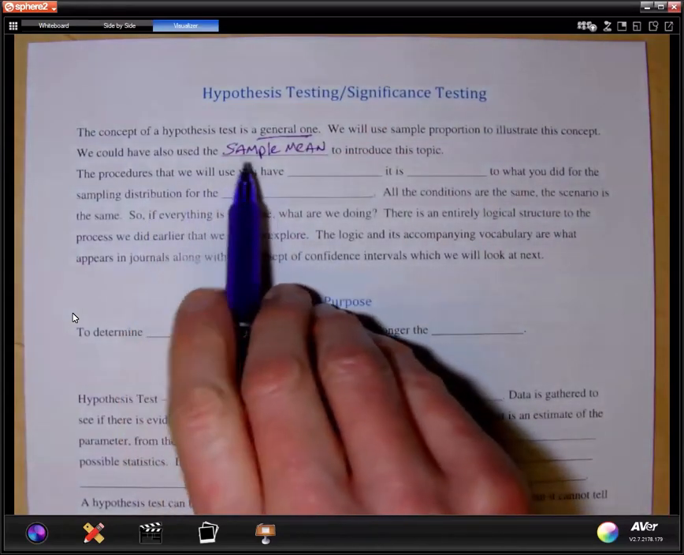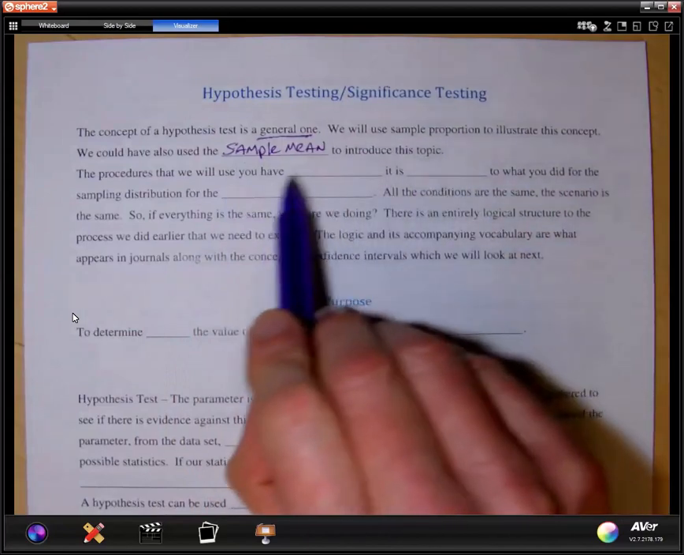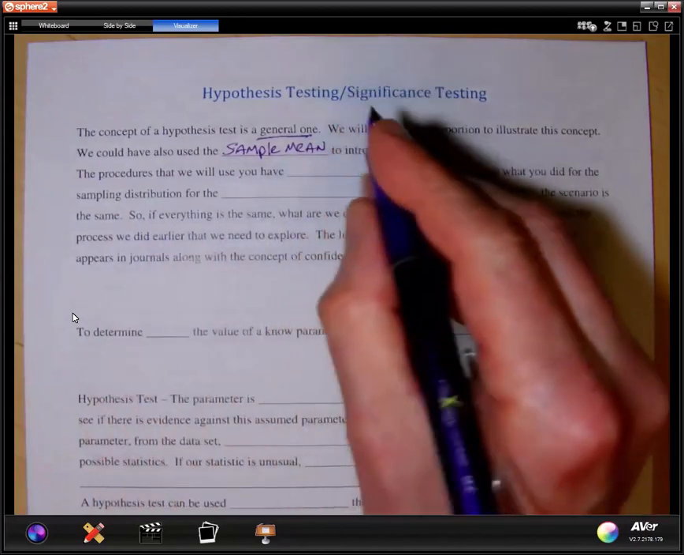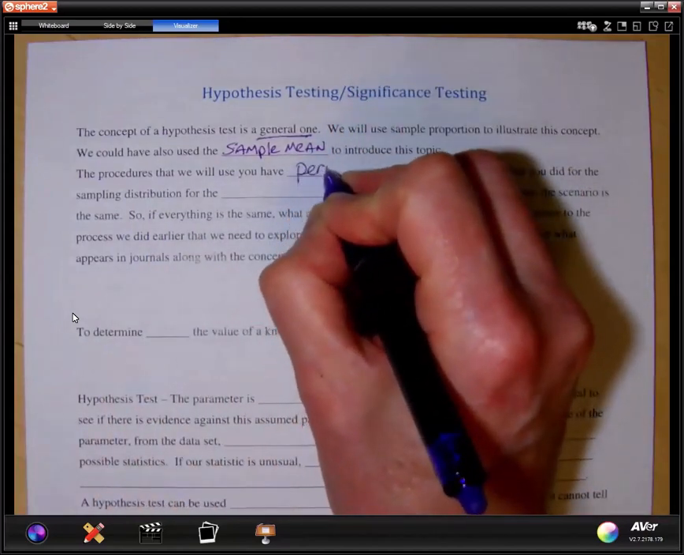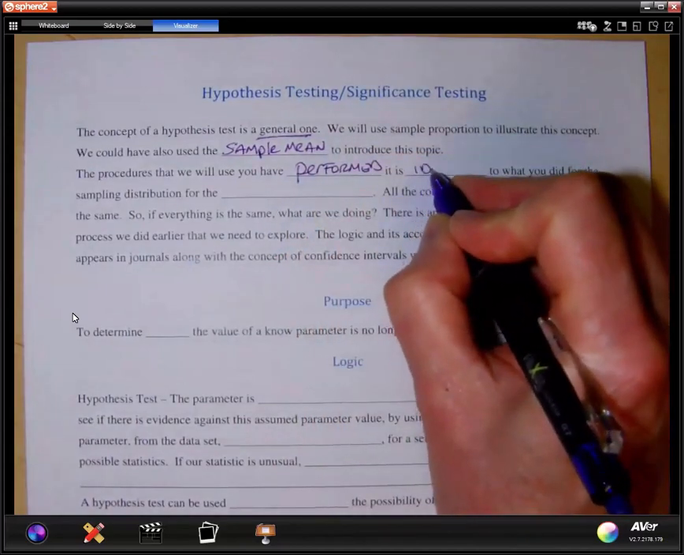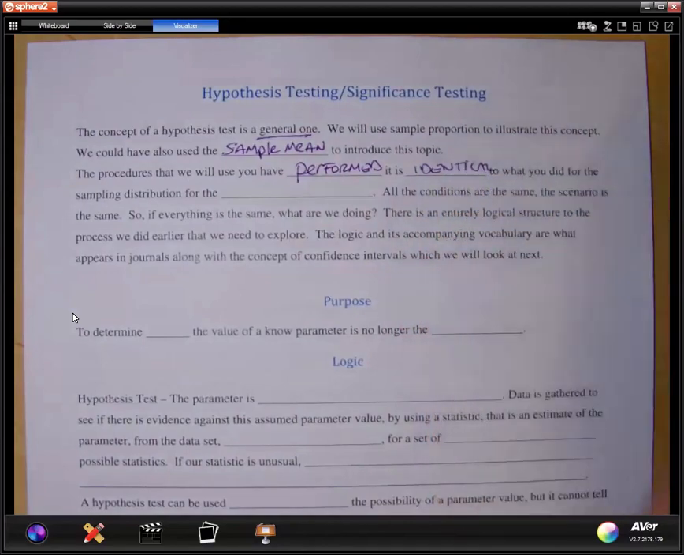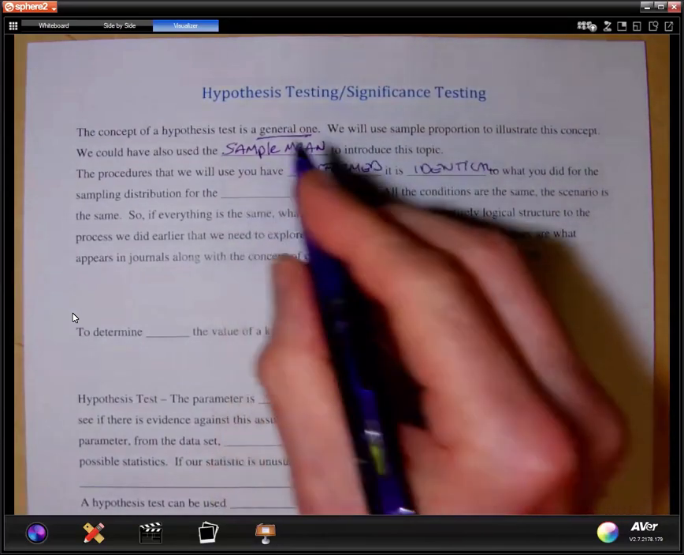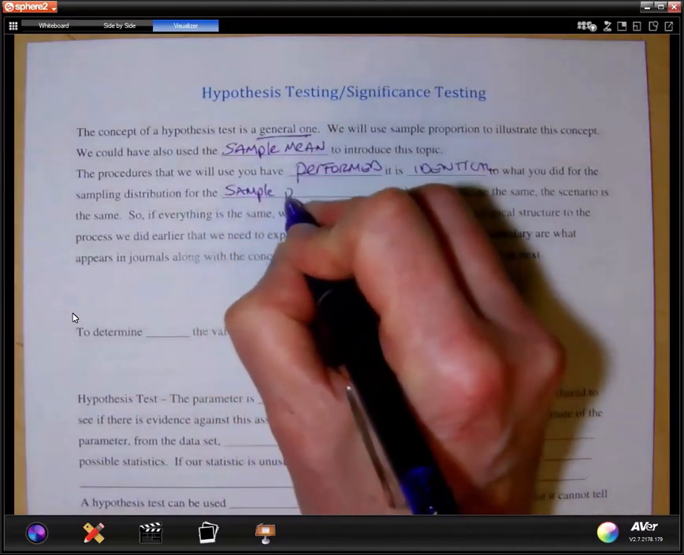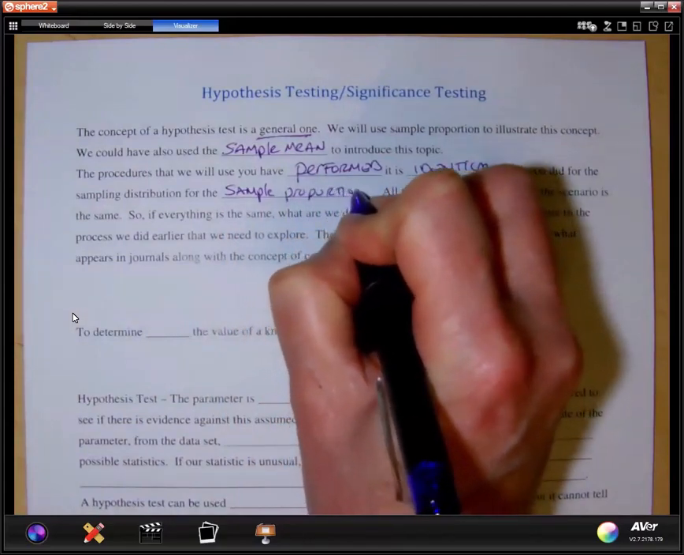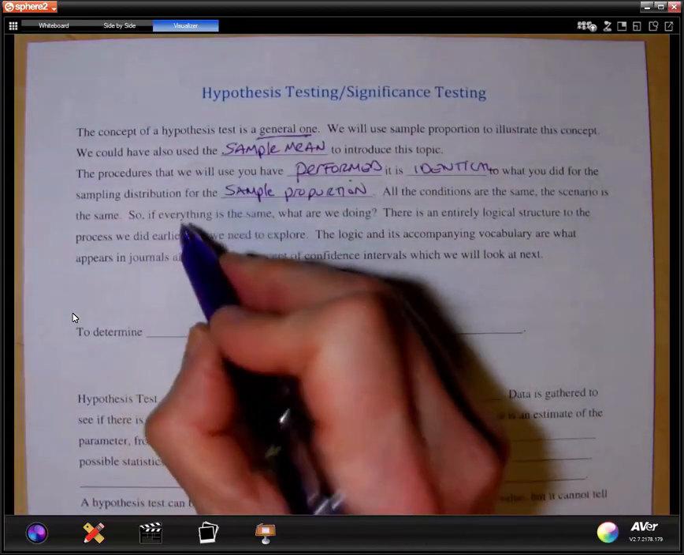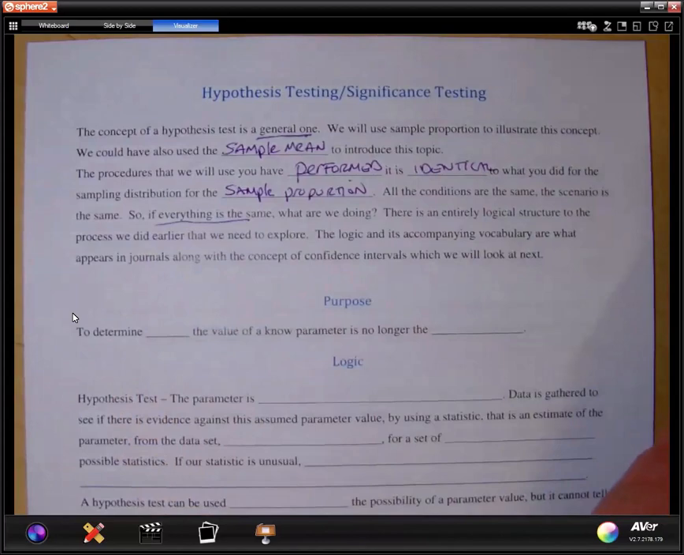Okay, and there's other statistics we could have used, but I'm trying to use ones that we've already become familiar with. The procedures that we will use, you have performed. It is identical to what you did in sample distributions for the sample proportion. All the conditions are the same. The scenario is the same.